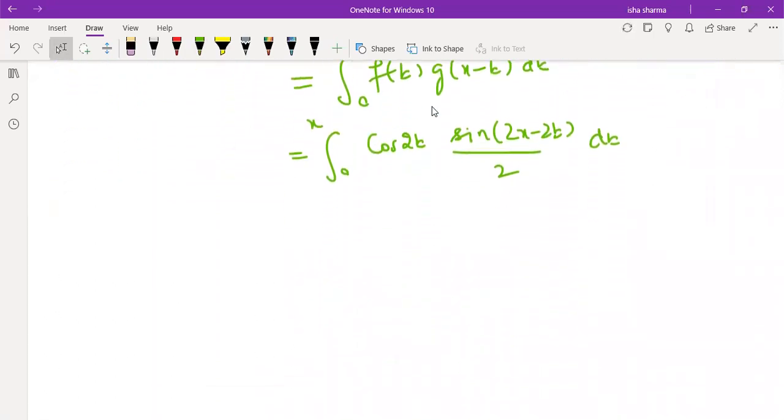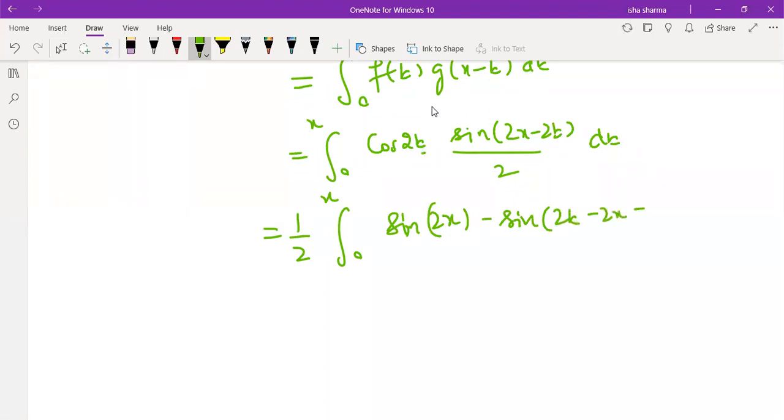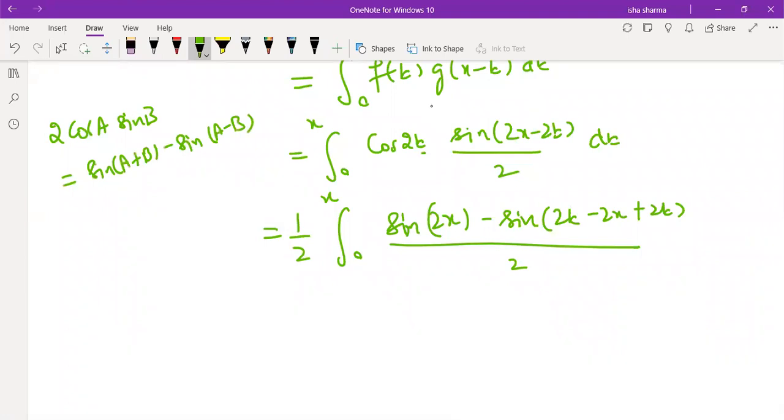What formula are you going to use here for solving this integral? Yes, it's cos A into sin B. The formula we are going to use is sin(A plus B), so that will make it sin 2x, minus sin(A minus B). So A minus B means 2t minus 2x plus 2t. This by 2 I have already taken outside, and one more by 2 will be coming, because 2 cos A sin B is sin(A plus B) minus sin(A minus B). This is the formula I am using. So it's cos A sin B, so the 2 will be taken to this side. So 1 by 2 is here. So this is my A and this is B.